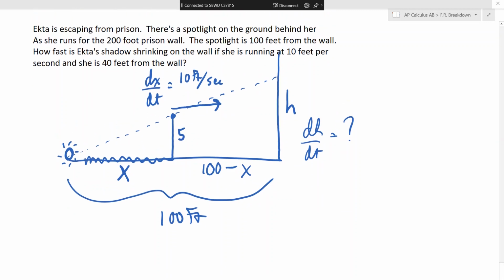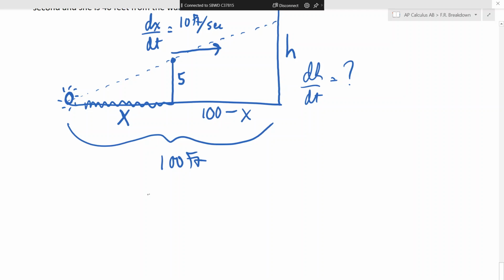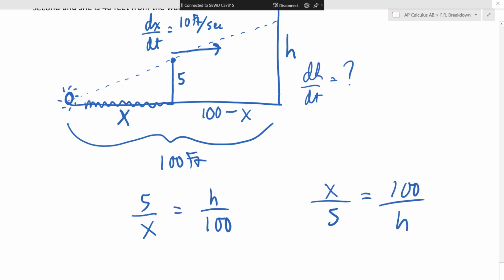Oh, it says, by the way, when she's 40 feet from the wall. If she's 40 feet from the wall, what's x? 60. Okay? Yeah, so be careful about that. If she's 40 from the wall, x is 60. Okay, so we're going to use that. Now, we could either do this. We could do 5 over x equals h over 100. Everybody okay with that? Or we could do the reciprocal of that. x over 5 equals 100 over h. Both of them will work.